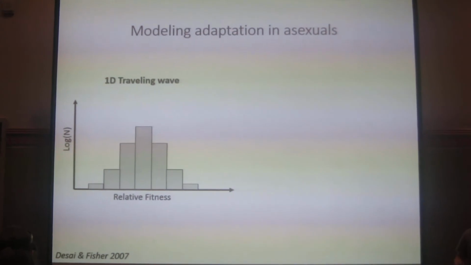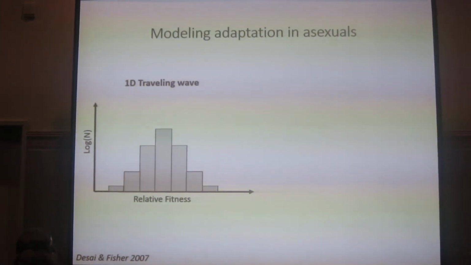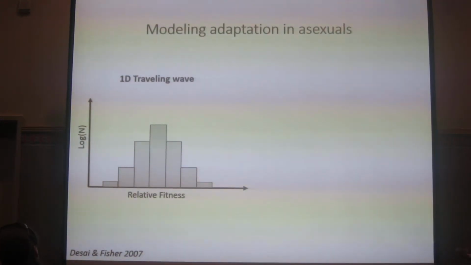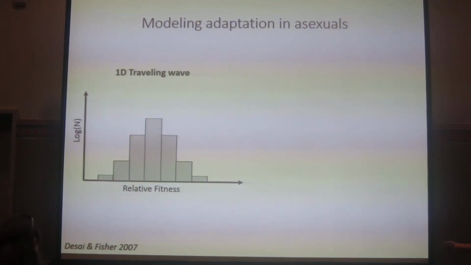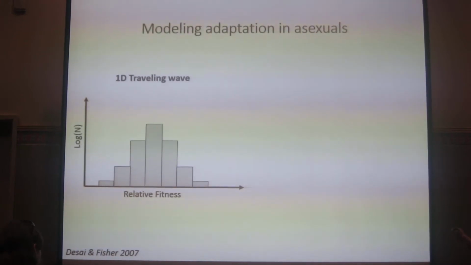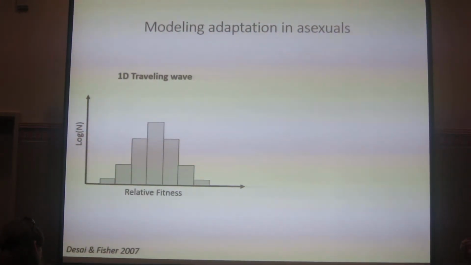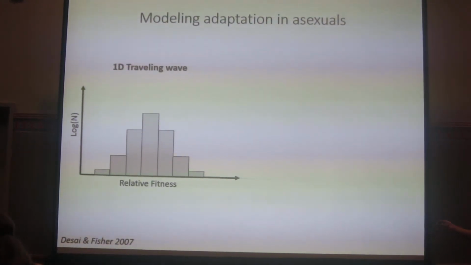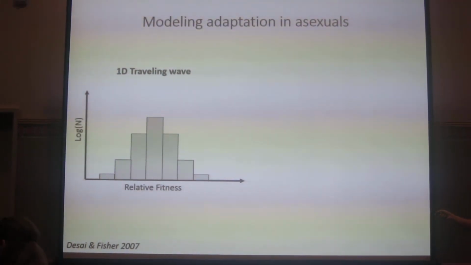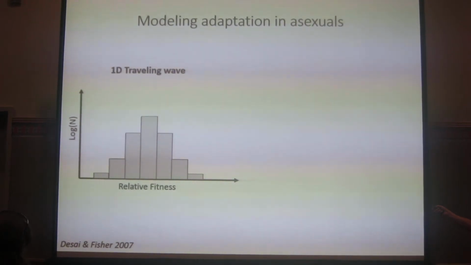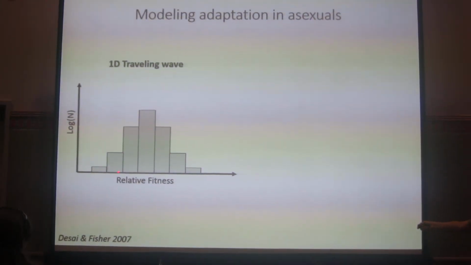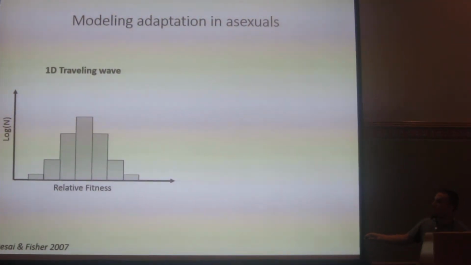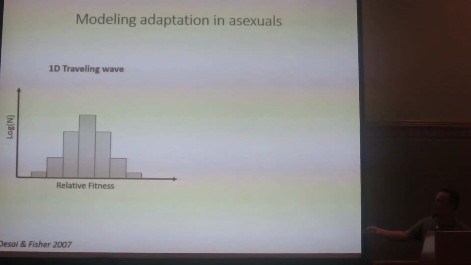As a starting point, we looked at an existing model for asexuals, which is a very good model, and it allows us to explain what these variances might do over time as a result of linkage disequilibrium. Basically, the model looks at the distribution of fitness, and what we want to know is how this distribution changes over time.